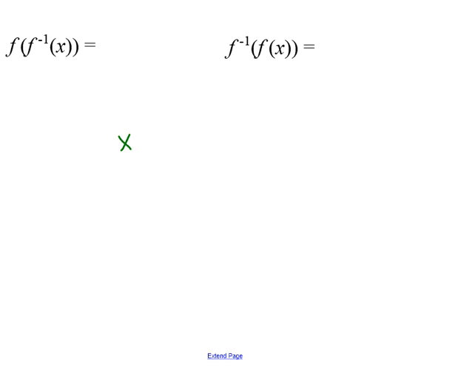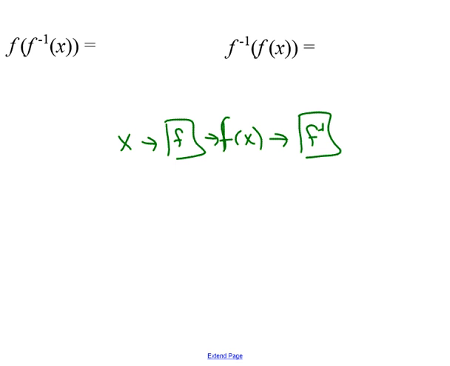Well, if you think about it, if I take x and I put it into f, out comes f of x. If I take that f of x and I put it into f inverse, where should I end up? Back at x. Put x in, do something to it, undo it, you should end up back at x. And that turns out to be true. F of f inverse of x is always x, and so is f inverse of f of x. There may be some domain restrictions that do some weird things, but overall, that's true. And this method is a good way to check if your inverse actually is the inverse.